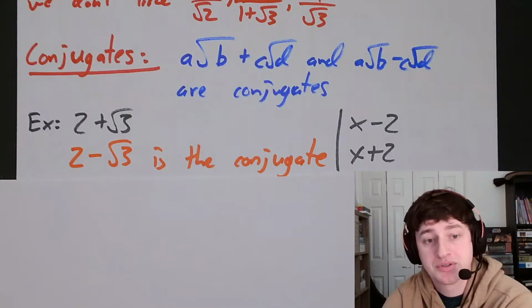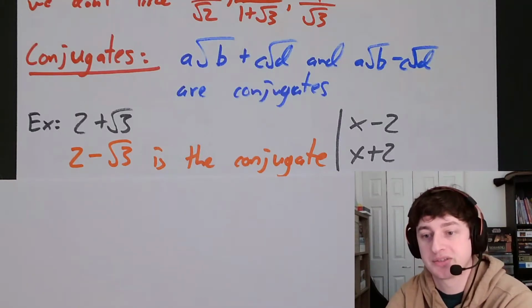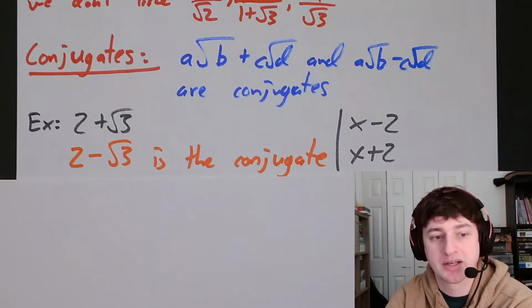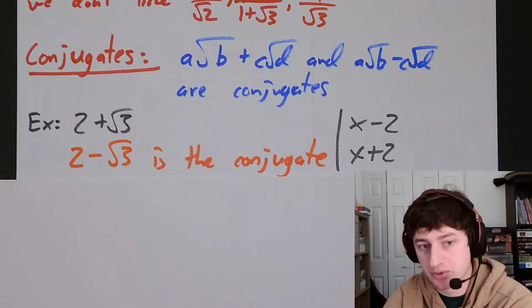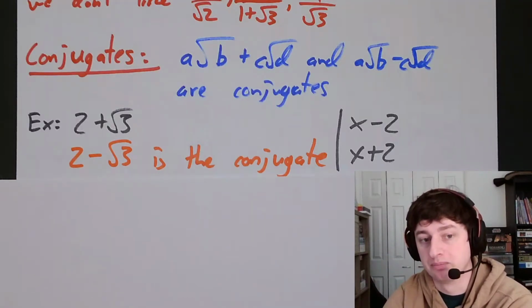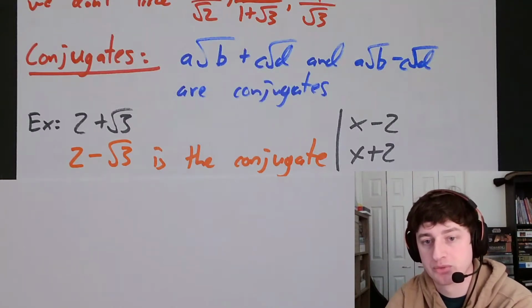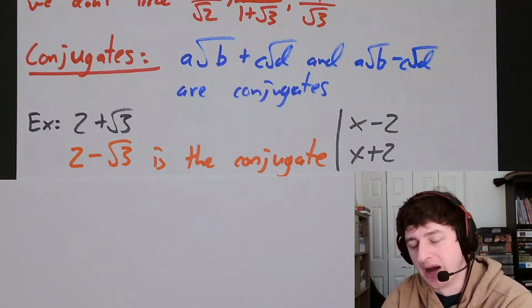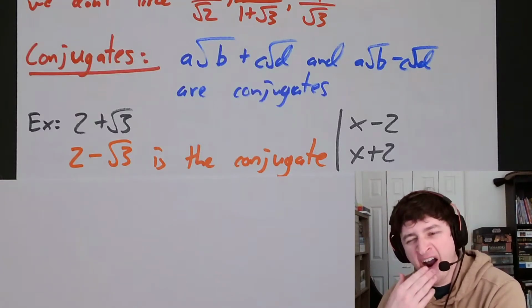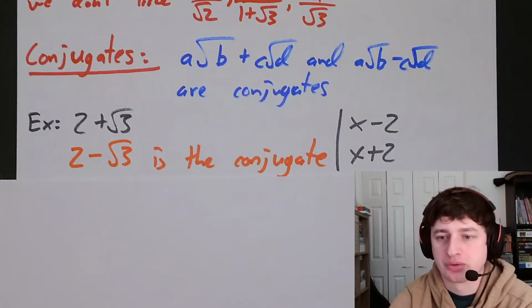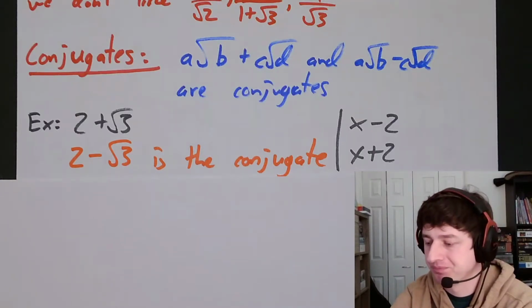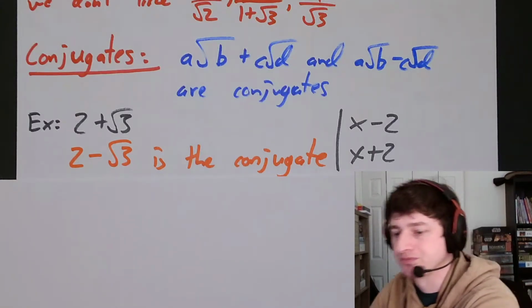Okay, so same numbers, same values. It should look basically the same, except the sign has changed. And not on both numbers, just in between them. So it's not negative 2 minus square root of 3. It's just 2 minus the square root of 3. All right?